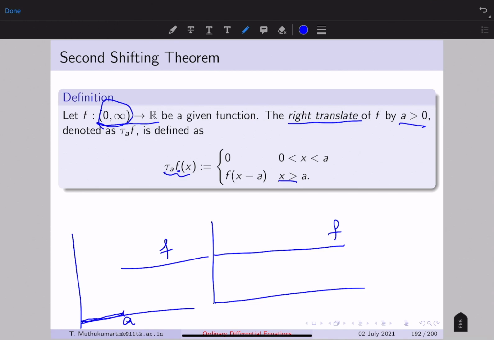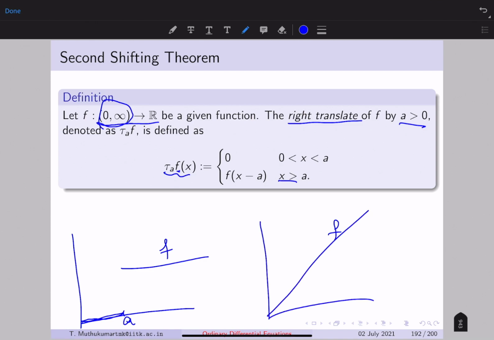So whatever is the value, this you could do for any function, right? You could have done it for, suppose your f was like this, right? Then what you would have done here is that your f would be starting from here, right? So this is your tau a f. Okay, so basically you shift the function to the right side by a.